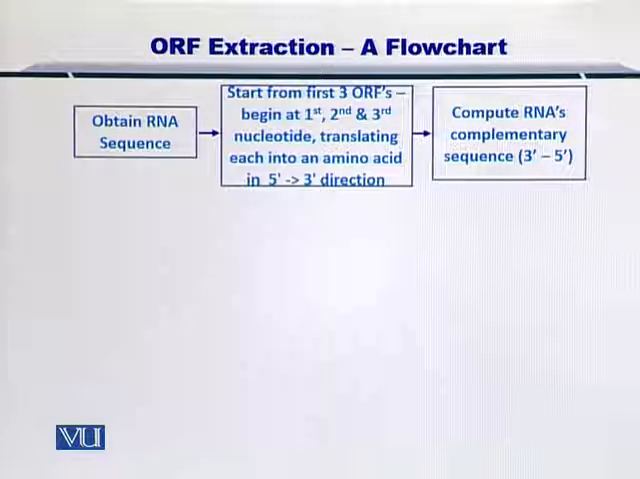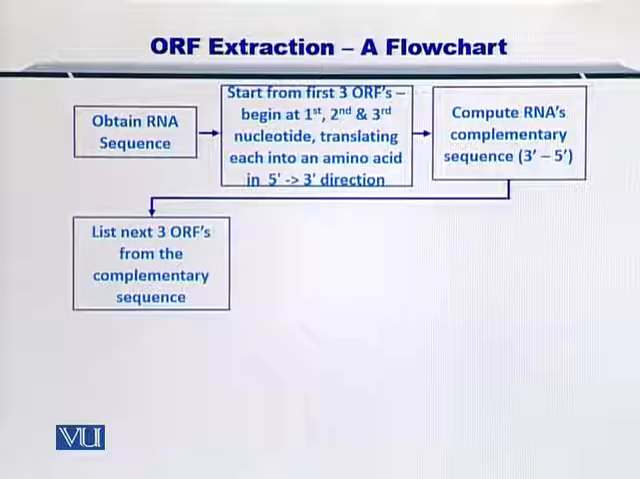So you have to obtain the complementary sequence if you don't have it by simply finding the complementary nucleotides for each nucleotide that exists within the sequence. Then you list the 3 ORFs for the complementary sequence as well. So first you have done 3 ORFs, and now you're doing 3 ORFs additionally. So in all, there are 6 possible ORFs. This is very important to remember.